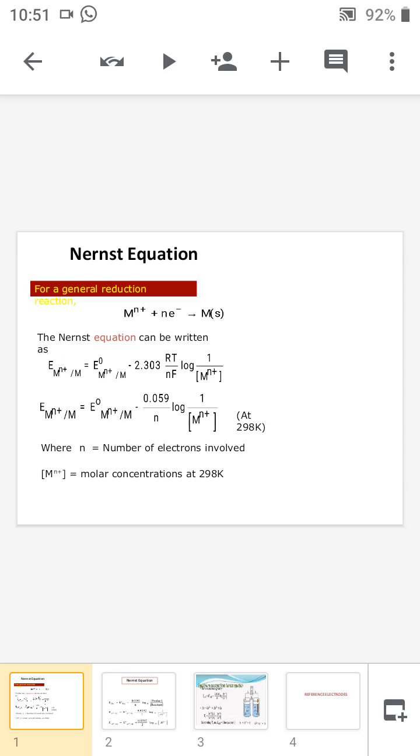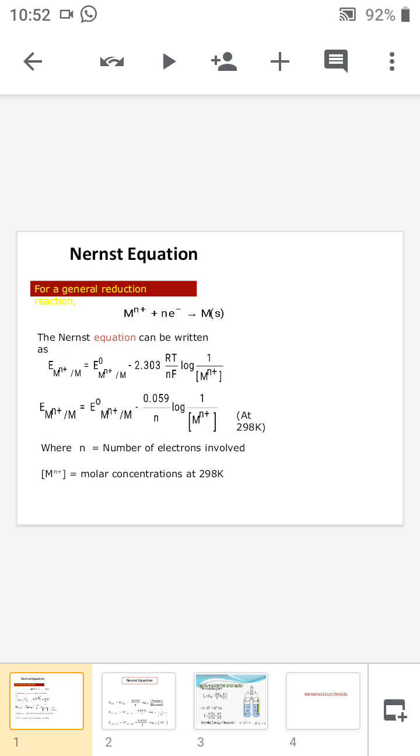So consider a metal atom. You know that the metal always loses its electron to the other element. But even then, we have to write that equation in terms of reduction. So consider M is the metal and it exists in the oxidation state of n+. So we have to write the equation like this: M^n+ + n e^- gives M.